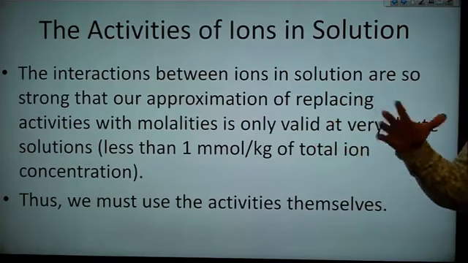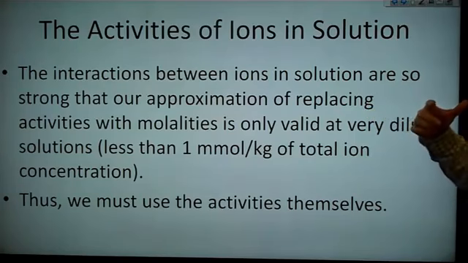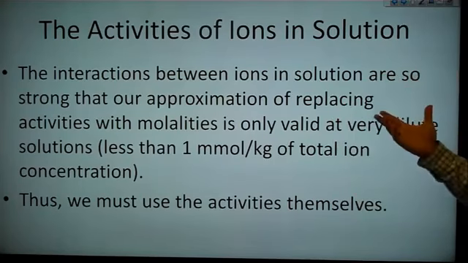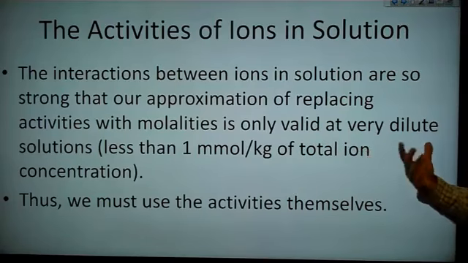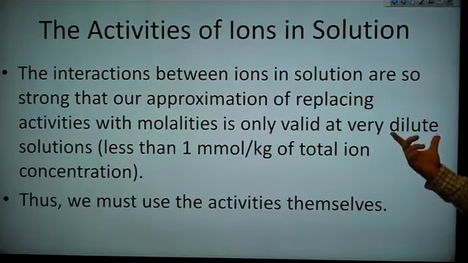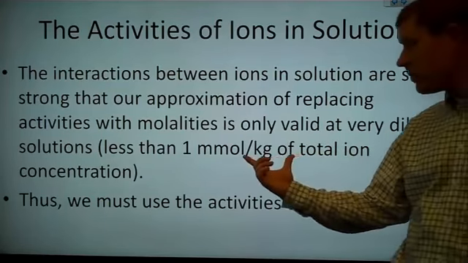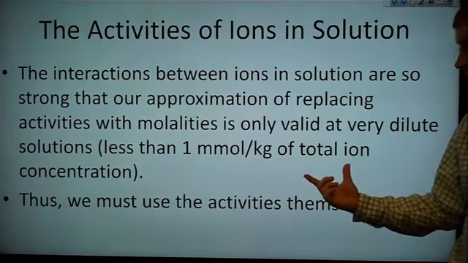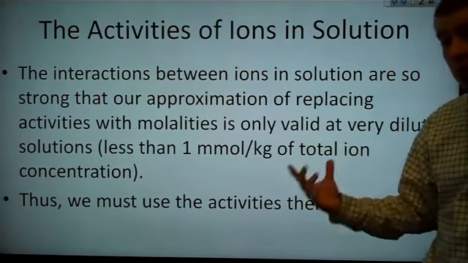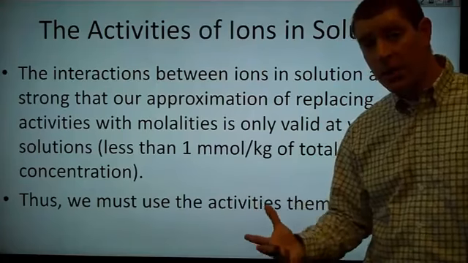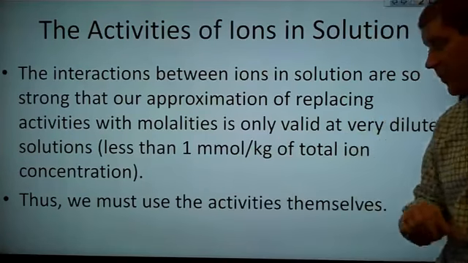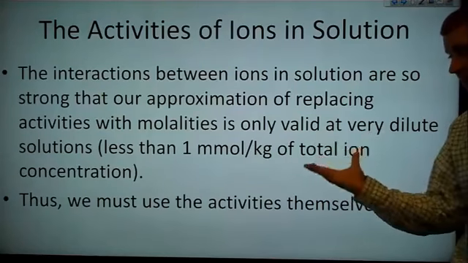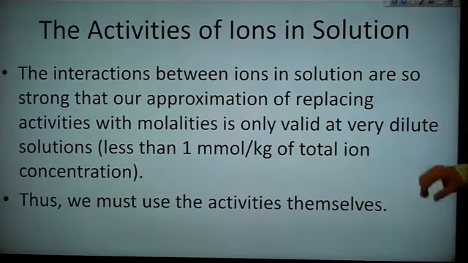And so the interactions between ions in solution are so strong that our approximation of replacing the activities with molalities is only valid at really, really low concentrations, so really dilute solutions, less than 1 millimole per kilogram of total ion concentration. So only if the total ion concentration, out of all the ions that you have present, is less than 1 millimolal. That means that really we need to be using our activities and not the molalities.